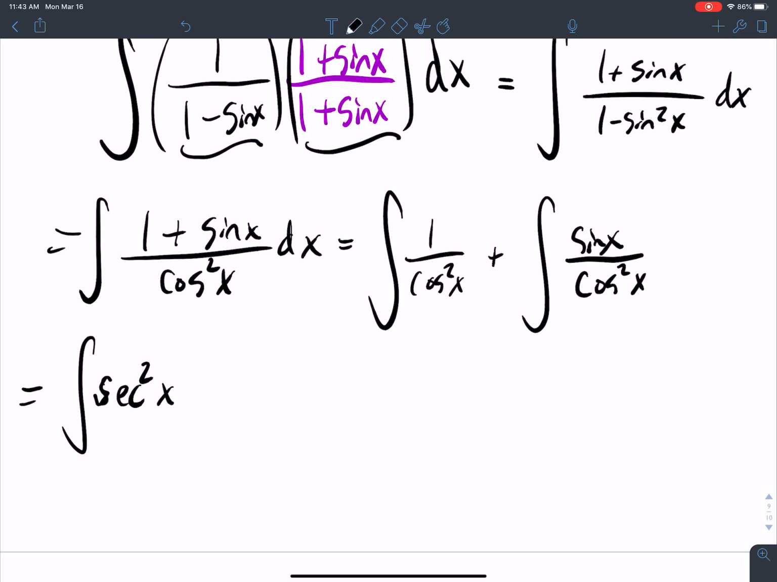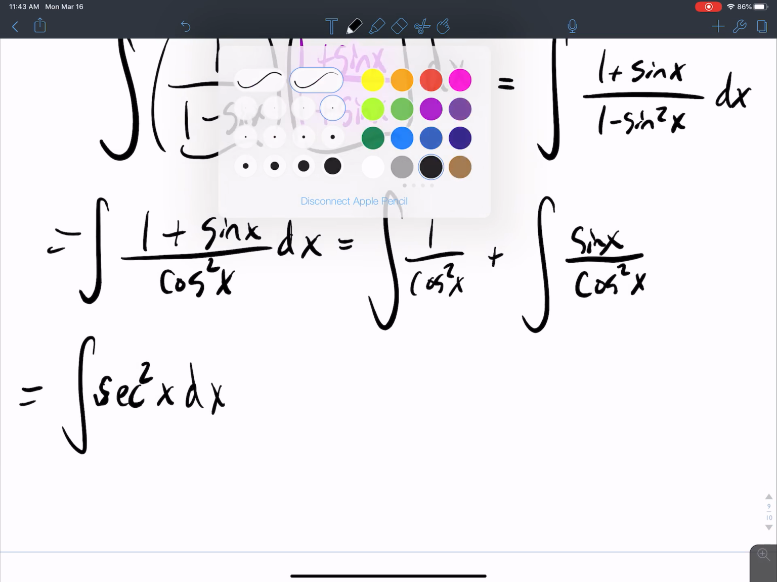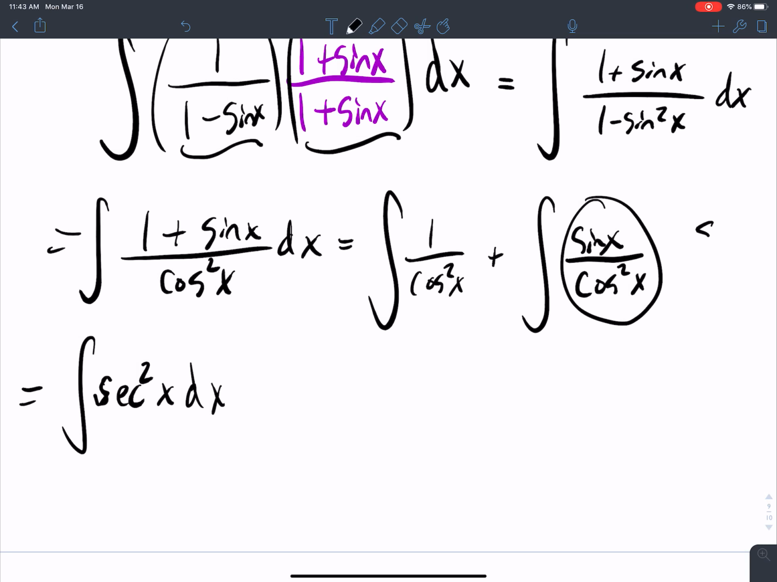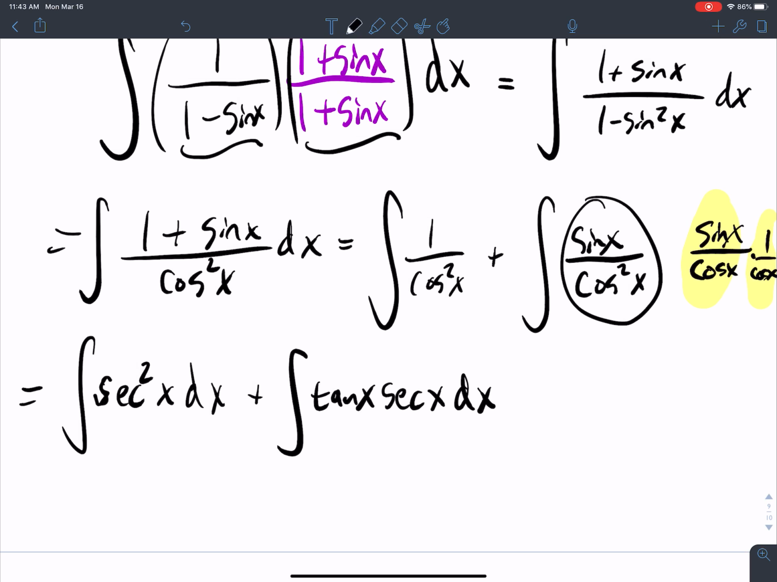Reciprocal of cosine is secant. And then this becomes, well, I can rewrite this as sine x over cosine x times 1 over cosine x. Sine over cosine is tangent, and 1 over cosine, that's secant. Secant tangent x. Ooh, that sounds like something that we should know. So the integral of secant squared is tangent. The integral of secant tangent is secant x, plus c.